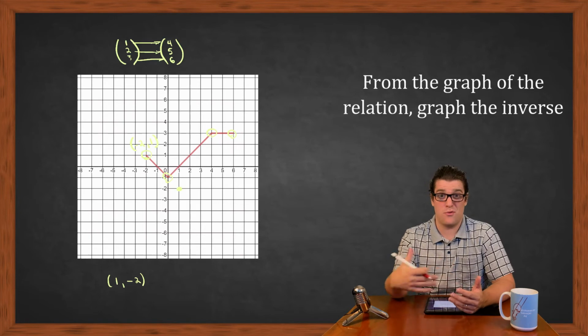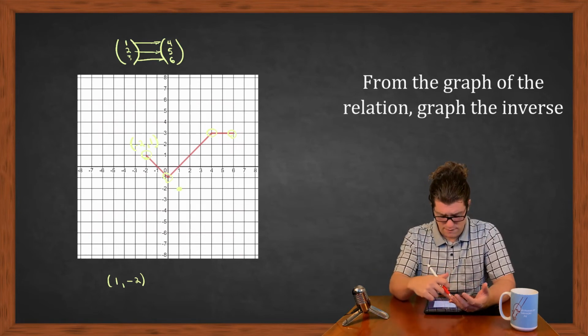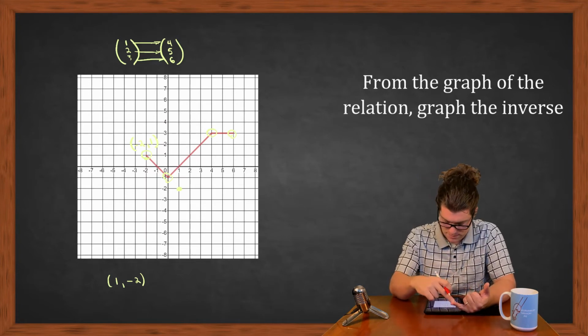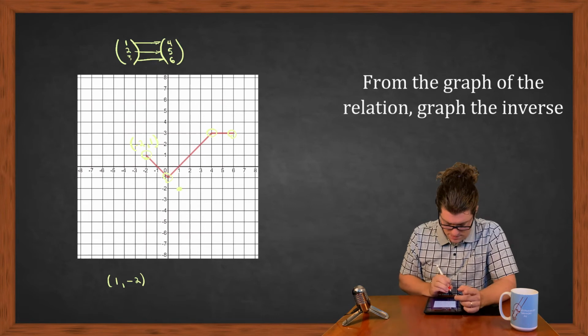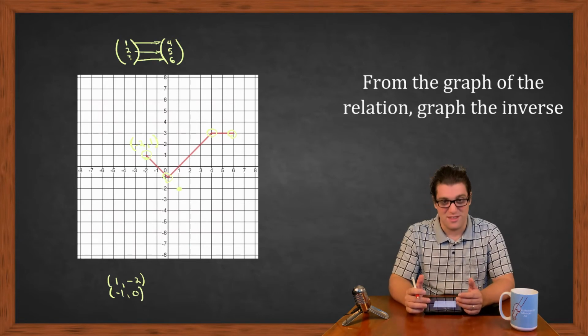I'm going to just go through the other 3 points and do exactly the same thing. So we have a -1, 0, -1 for our second point. And that's going to become then a -1, 0.